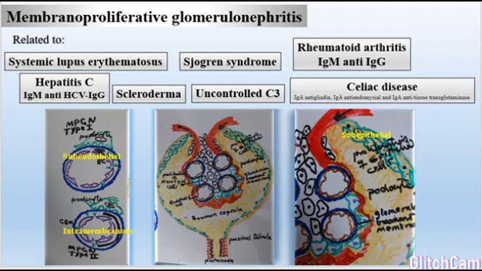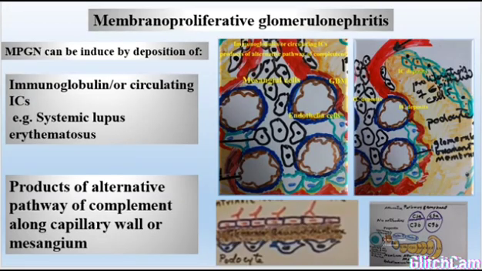So, membranoproliferative glomerulonephritis can be induced by deposition of immunoglobulin or circulating immune complexes in, as can be seen here, intramesangial cells, subendothelium, and in subepithelium.